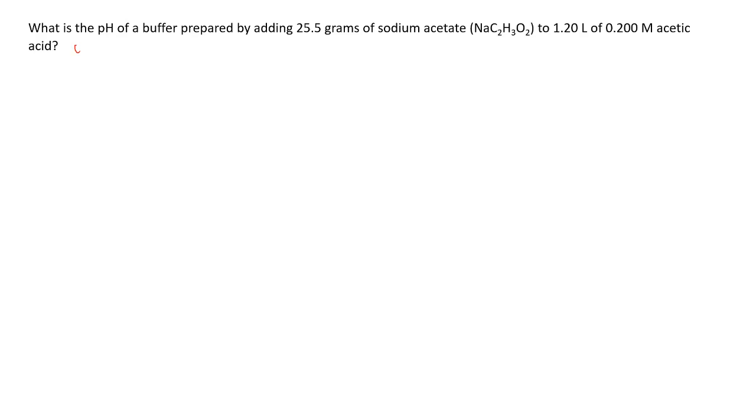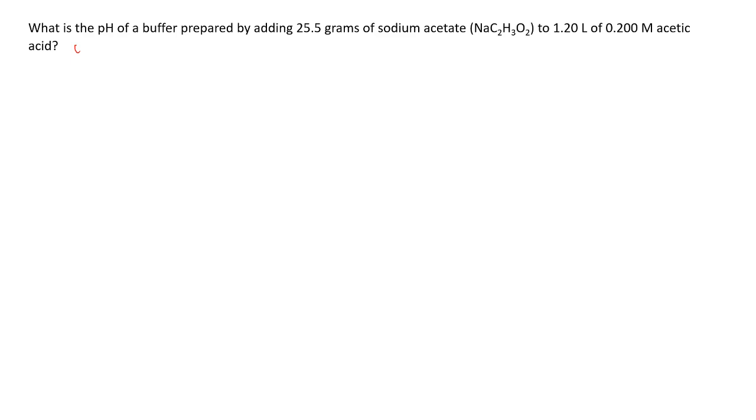For this chapter, we're going to start by looking at a couple of problems related to buffers. So to start, let's look at a preparation for a particular buffer. We want to know what is the pH of a buffer prepared by adding 25.5 grams of sodium acetate to 1.2 liters of 0.2 molar acetic acid.